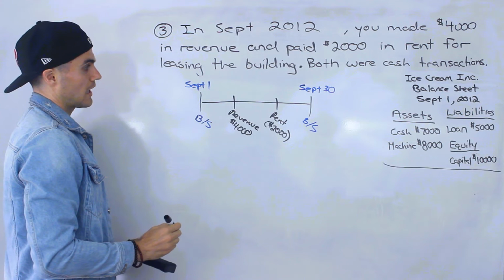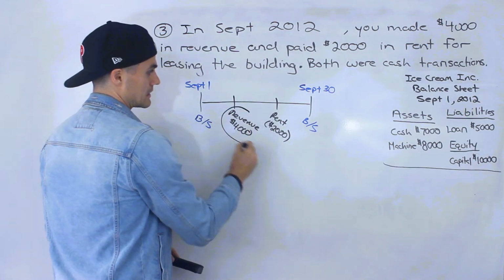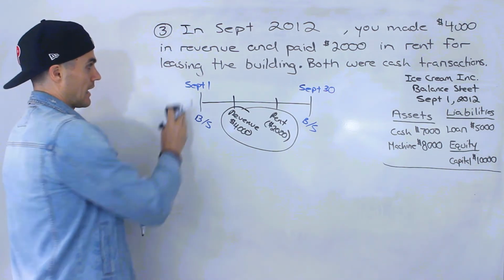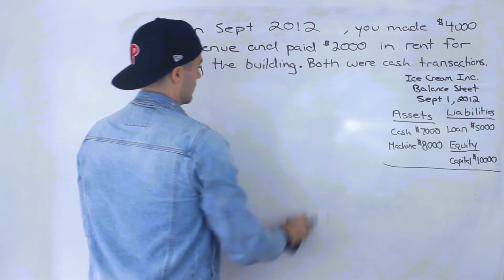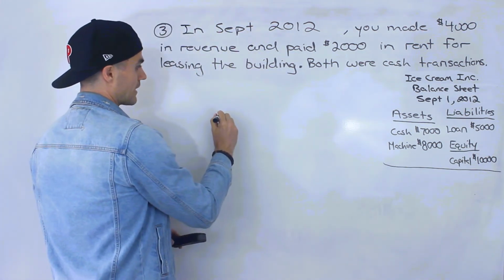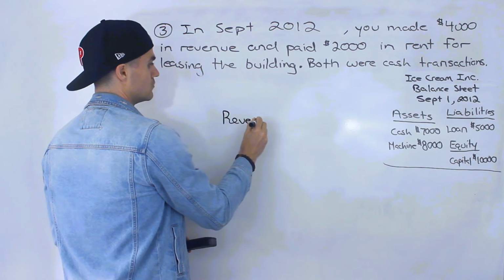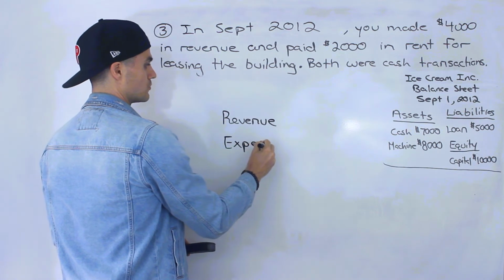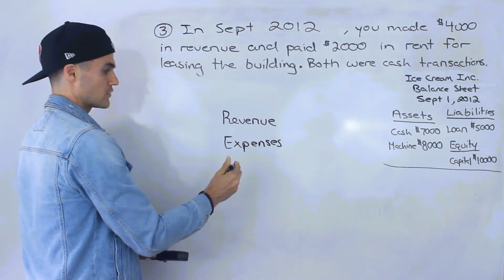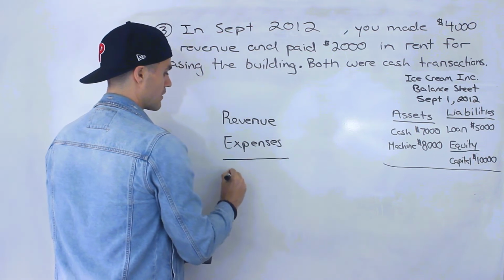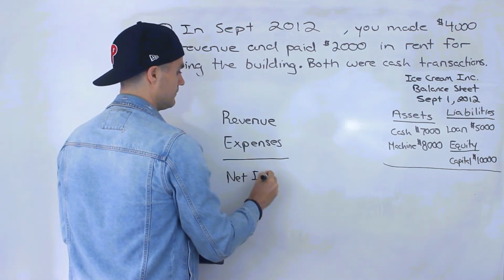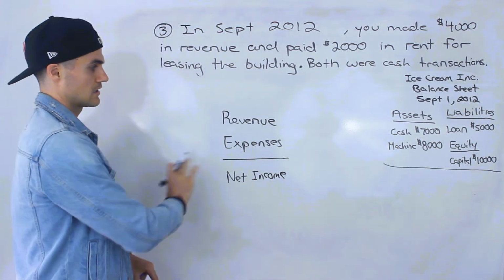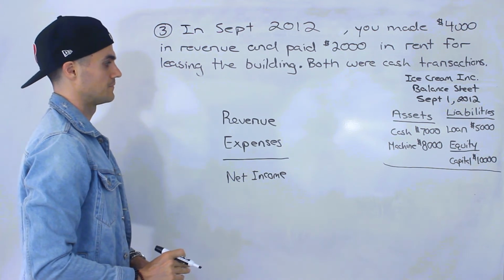So now what we're going to do is we're going to take these two transactions here and put them in an income statement. And an income statement, its very general format is you'll have revenue, you'll have expenses, so you'll be subtracting the expenses from the revenue, and then you'll end up with net income. Sometimes you'll see this called profit, sometimes you'll see this called earnings. I'm going to use net income.